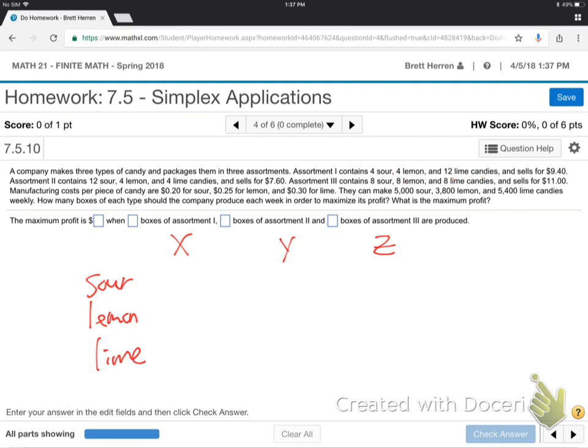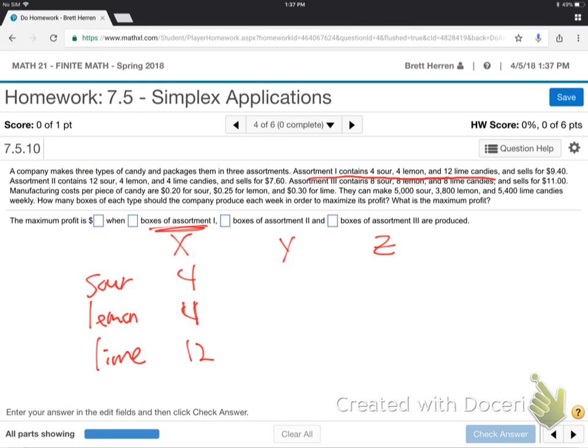All right, so here we go. What does it say? Assortment 1 contains 4, 4, 12. Sour, lemon, and lime. 4, 4, 12. How do I know? Because that's assortment 1, and it's sour, lemon, and lime. So it goes right down the column of assortment 1, doesn't it? See how I know that? They're saying assortment 1, so anything they say about assortment 1 goes down the column: 4, 4, 12, sour, lemon, lime.